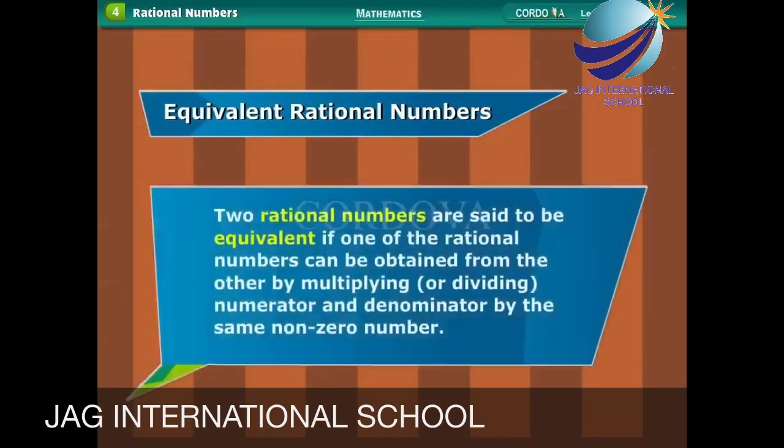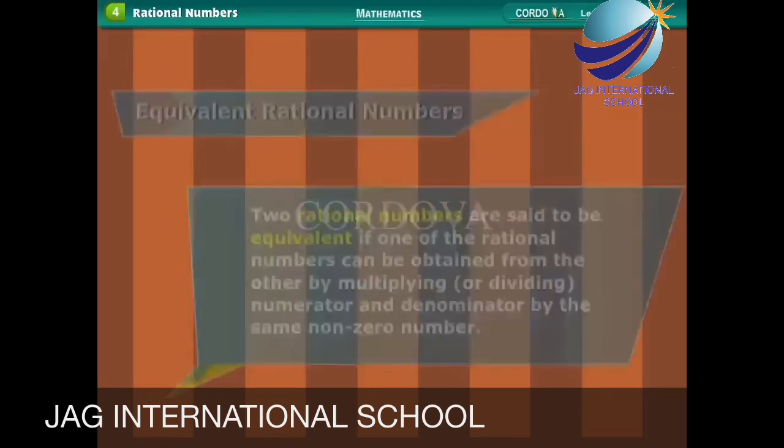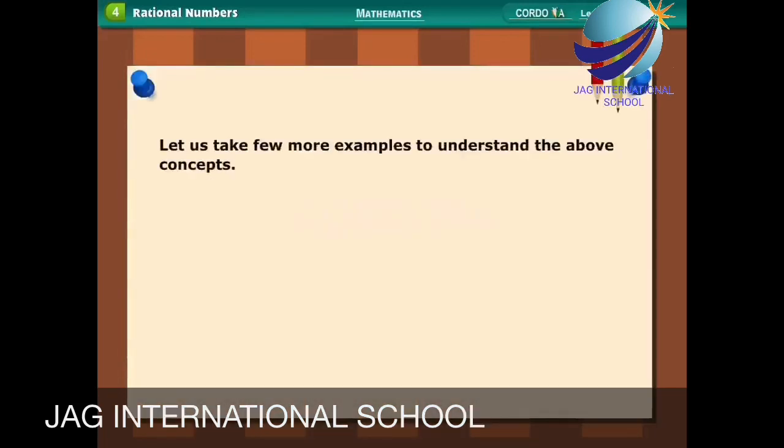Equivalent rational numbers. Two rational numbers are said to be equivalent if one of the rational numbers can be obtained from the other by multiplying or dividing numerator and denominator by the same non-zero number. Let us take a few more examples to understand the above concept.